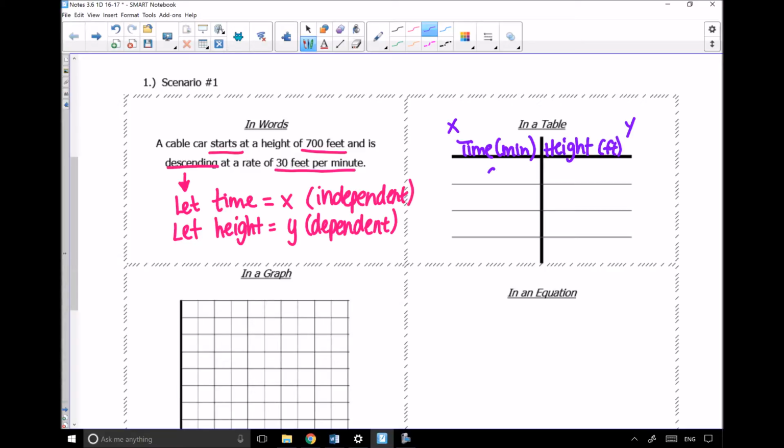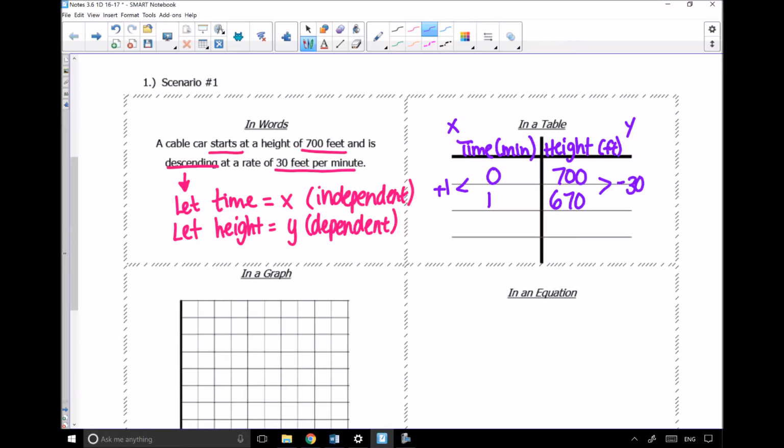When no time has gone by, the cable car starts at a height of 700 feet. And then if it's descending at a rate of 30 feet per minute, we know that after 1 minute, it will be down to 670 feet, because I just went down by 30. As the time goes up by 1, the height will go down by 30 feet. That should make sense to you.